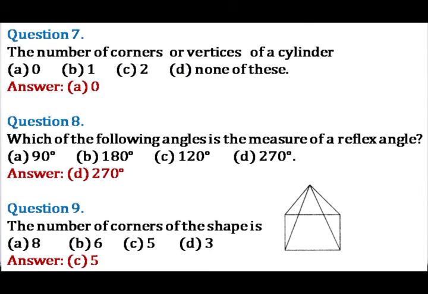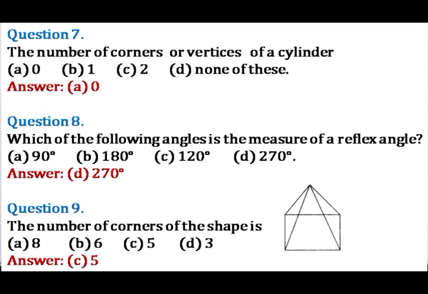Question number 7. The number of corners or vertices of a cylinder. The options given are 0, 1, 2 and none of these. Remember, in a cylinder there are no corners or vertices. The correct answer will be A, that is 0. Question number 8. Which of the following angles is a measure of a reflex angle? The measures given are 90 degree, 180 degree, 120 degree and 270 degree. In a reflex angle you have a measure greater than 180 degree but less than 360 degree. So what will be the correct option? It will be option number D, that is 270 degree.